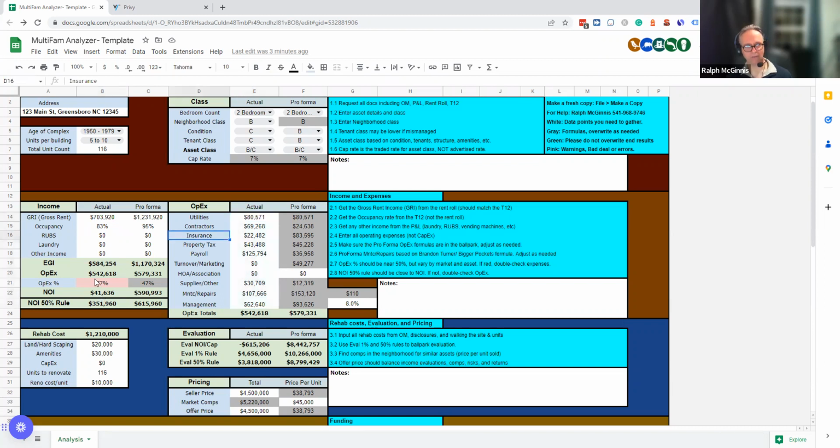Some fail-safes here. This red flag here tells you if the OpEx expenses is out of expectation. So if it's below 30% or above 70%, it's out of expectation. Now that means that of all of your gross rental income, 77% of it is going away in operating expenses. That's higher than normal. It means that there's something wrong there.